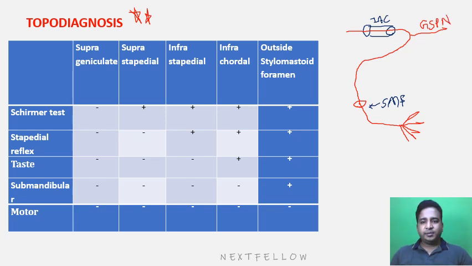And then comes my second branch, that is the nerve to stapedius, and then comes my third branch. Third branch is chorda tympani now. Okay. Now this is a very simple diagram. Just try to recall everything. So suppose Schirmer test. Schirmer test is basically done to check the level of lacrimation in the eye.